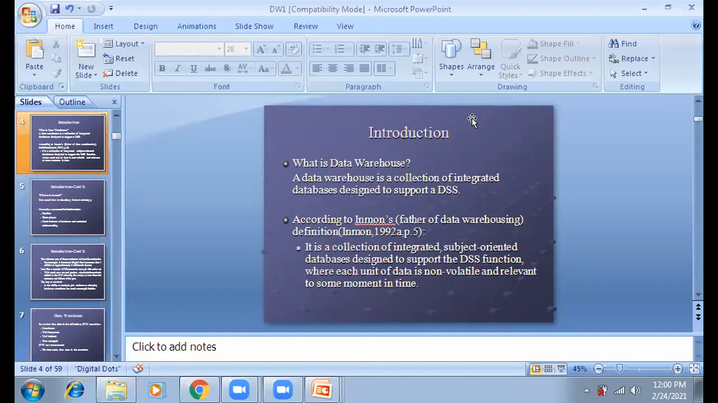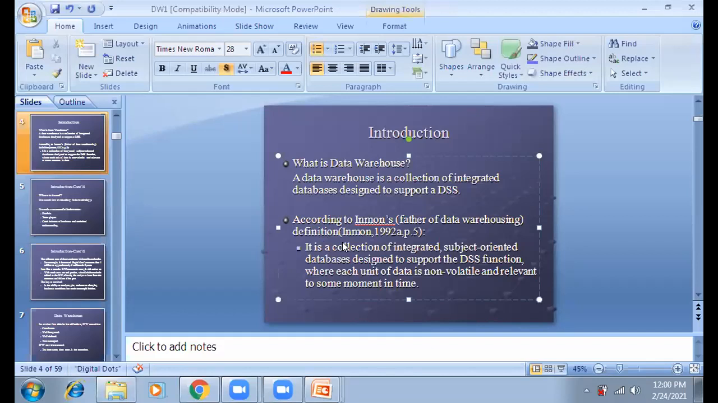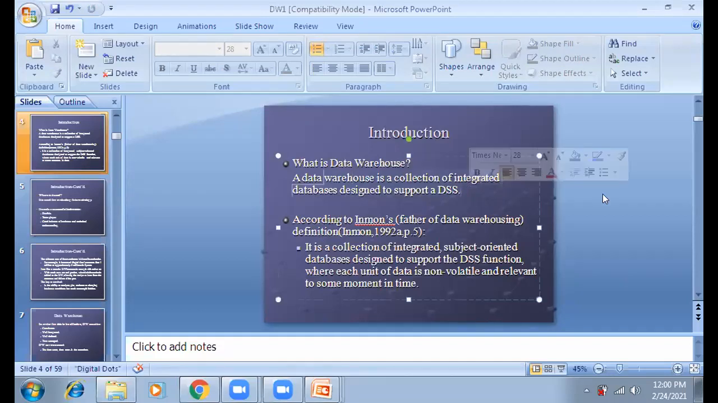So that is a very bookish definition of a data warehouse. There are several kinds of definitions. I have already discussed data warehouse; only three different definitions I have discussed. The first definition is that a data warehouse is a collection of integrated databases designed to support a decision support system, DSS. Second definition, I told that a data warehouse system provides architecture and tools to the business executive to systematically understand, organize and use their data to make strategic decisions. This is the second definition.